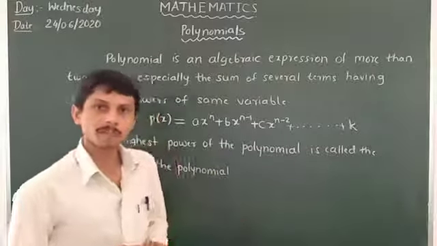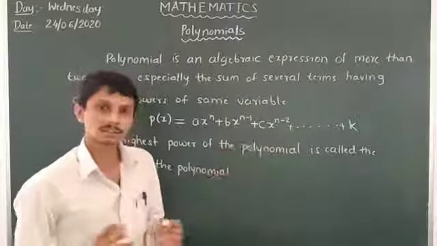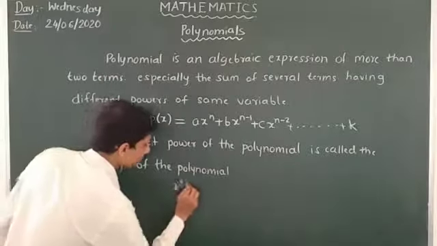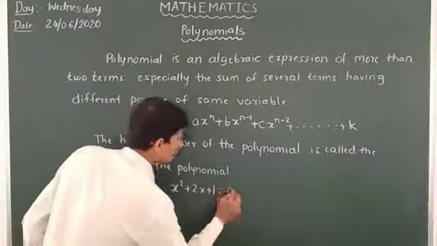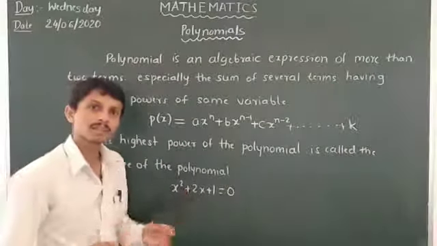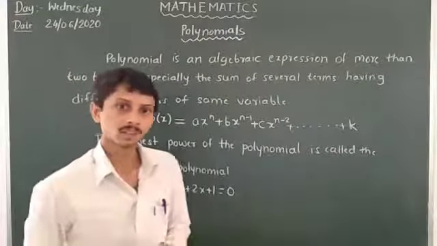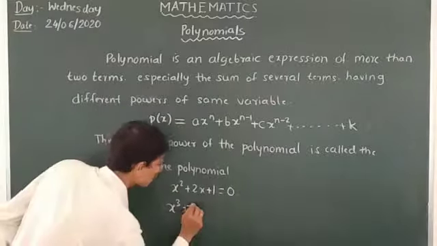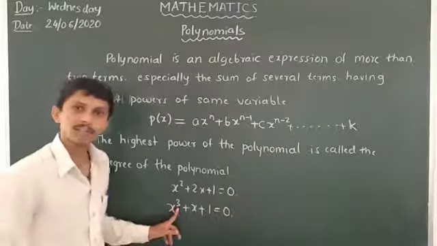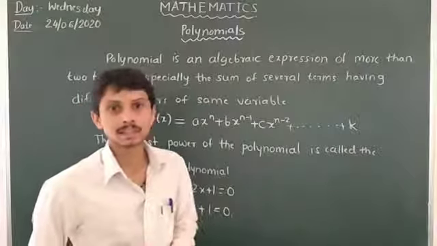Then what is meant by the degree of the polynomial? The highest power of the polynomial is called the degree of the polynomial. For example, I will take x square plus 2x plus 1 is equal to 0. What is the highest power of this polynomial? 2 is the highest power. That means the degree of the polynomial is 2. I hope you understood this. Now take x cube plus x plus 1 is equal to 0. What is the highest power? It's 3. So the degree of the polynomial is 3 here.